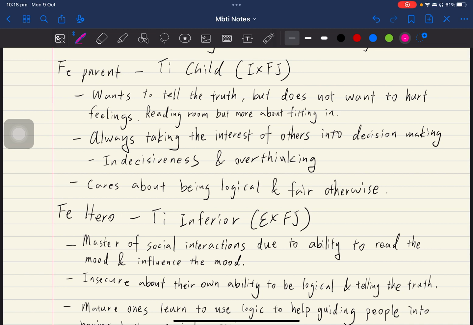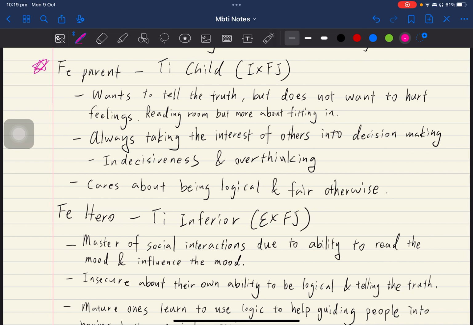FE parent, TI child. I got distracted there. Which are the IFJs. So this is my type and also my people-pleasing ally, ISFJ. ISFJ is actually one of the most common types within the whole human race. So not only am I being biased towards this group because I'm INFJ, but you should really know this type well because of how many ISFJs you will run into.